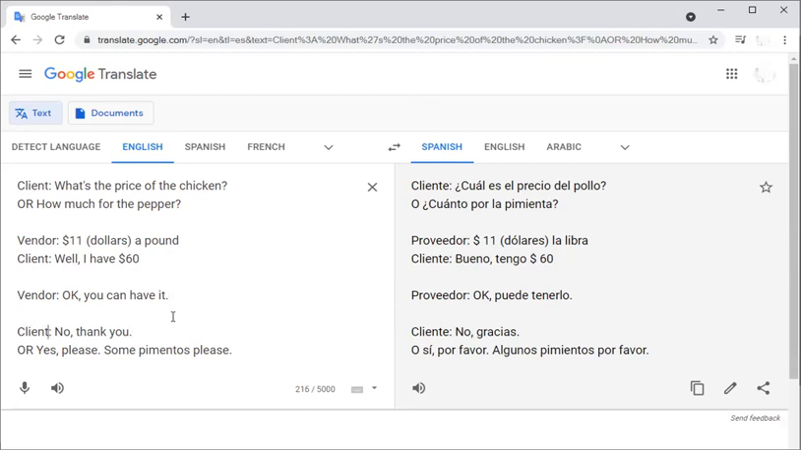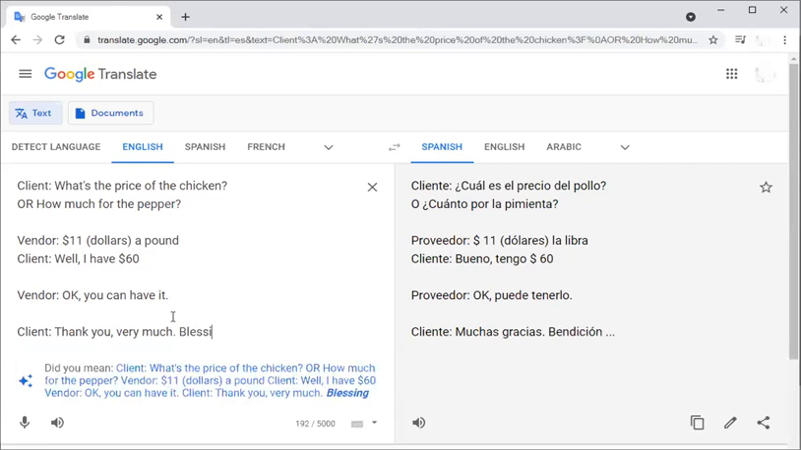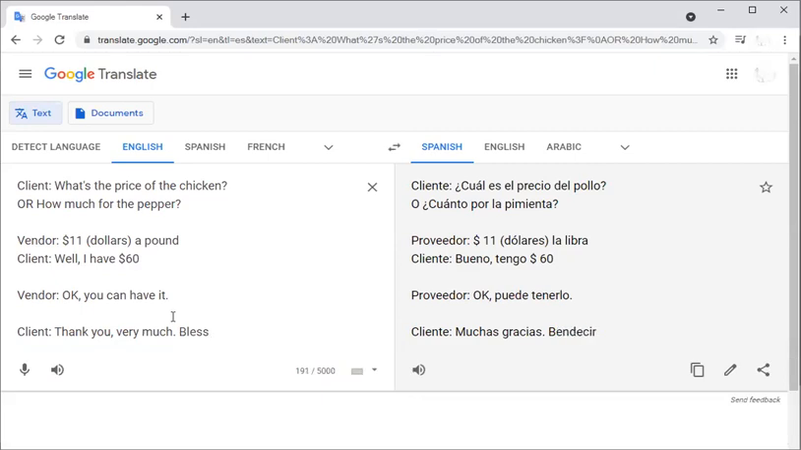And then the client says, thank you very much. Excellent. Thank you very much. Shower blessings on the vendor. Blessings. All right, I like that. Or bless. They would say bendiciones. We'll tell them what it means. Okay, you get a $20 discount on chicken. Oh, that is a blessing. Or you could tell them, oh, thank you very much, God will bless you. God bless you.